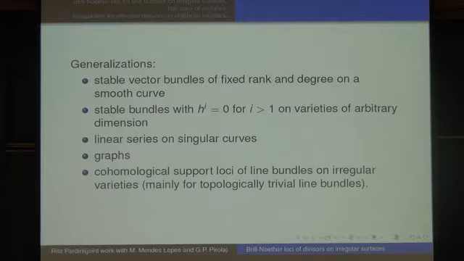And of course, another very important generalization, as I was more or less hinting, is looking at cohomological support loci for line bundles. That means looking at the loci where not only the H0 jumps, but any of the H^i's jump. And this is also being studied intensively, starting with Green and Lazarsfeld and other authors, but mainly, I wrote mainly for topologically trivial line bundles, or by Serre duality for paracanonical line bundles.